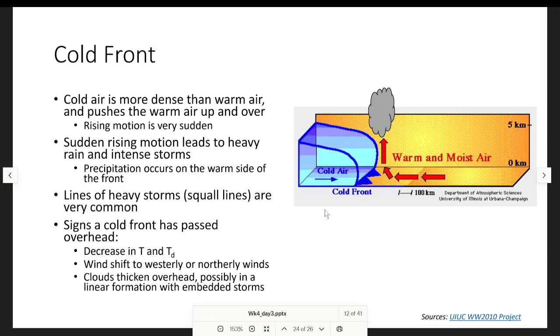Signs the cold front has passed overhead: a decrease in temperature and dew point, a wind shift to westerly or northerly winds, and the clouds thicken overhead, possibly in a linear formation with embedded storms. So it's pretty easy to tell when a cold front will come through. You'll have warm days and then you'll see the temperature drop, and when I see that, I'm like, okay, there's going to be a storm. Usually these cold fronts have storms along them, so it will go from warm, you'll have an intense storm, and then it will be very cold the next day.